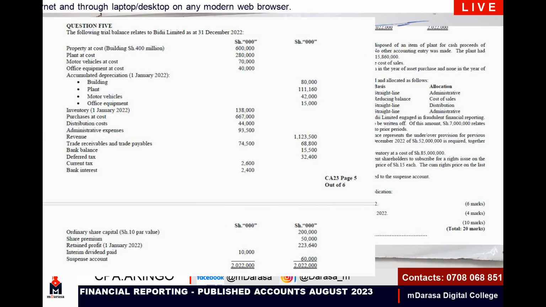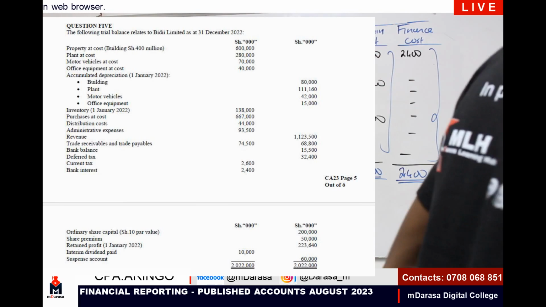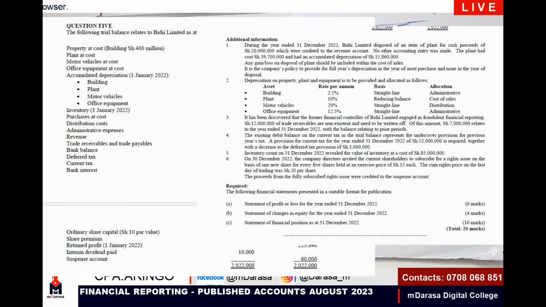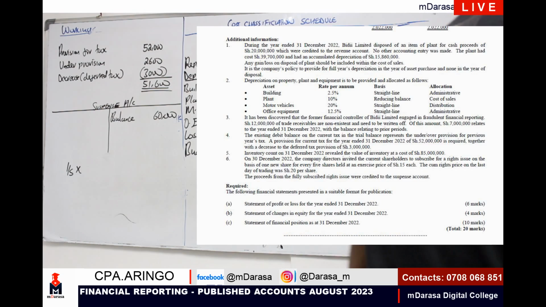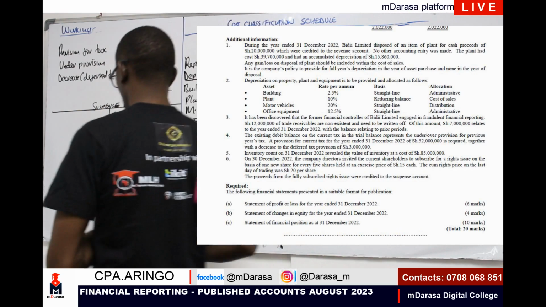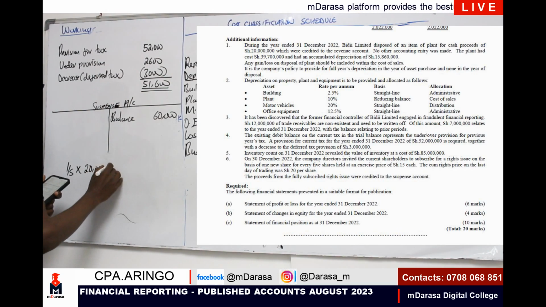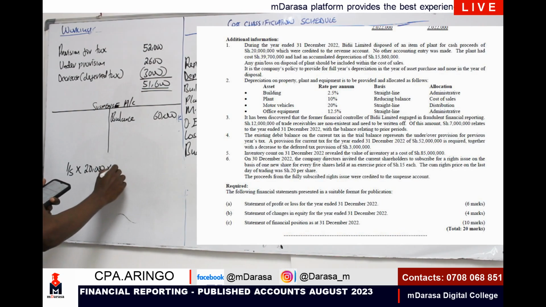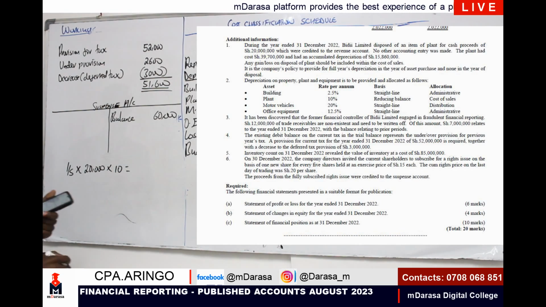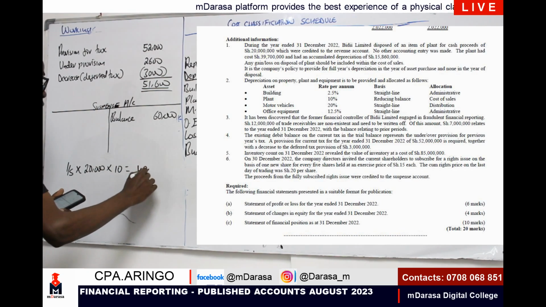The value of ordinary shares, we were given 200 million, which in this case is 200,000. And each share was going for 10 shillings par value. So that is to say, the number of shares that you'll be having is 200,000 divided by 10, which will give us 20,000 shares. Times the par value of 10, which will give us 40,000, right?